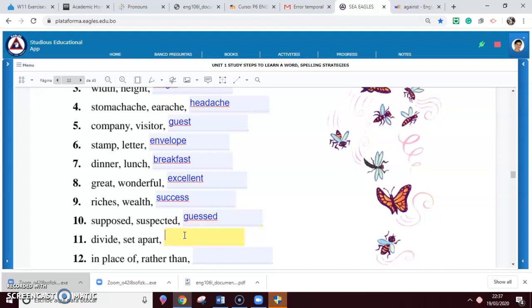Number 11, divide or set apart, separate. And how about number 12? In place of, rather than, instead.